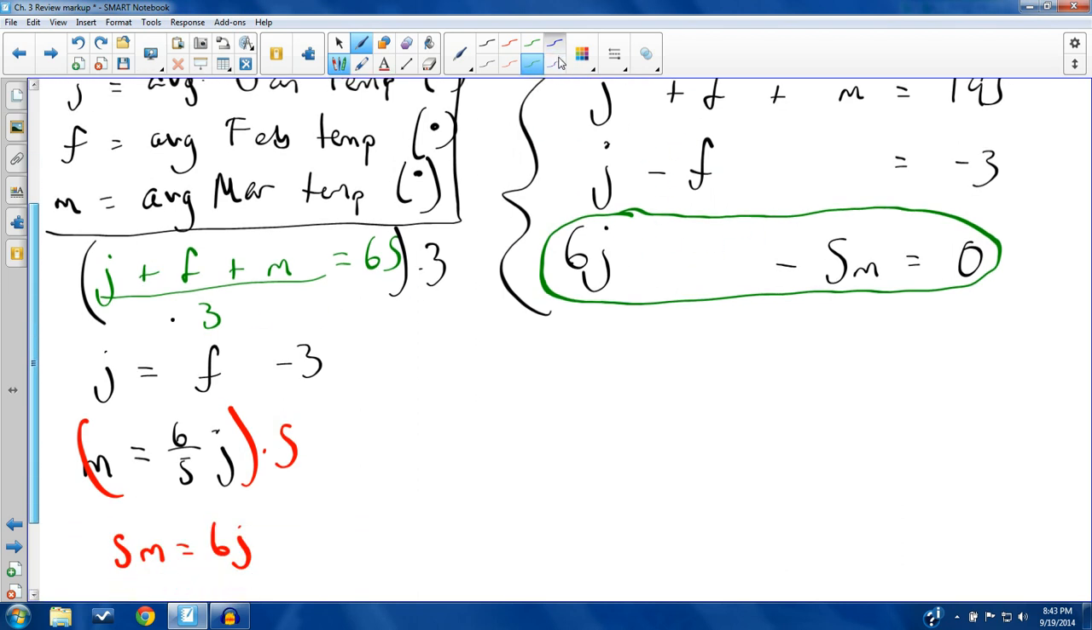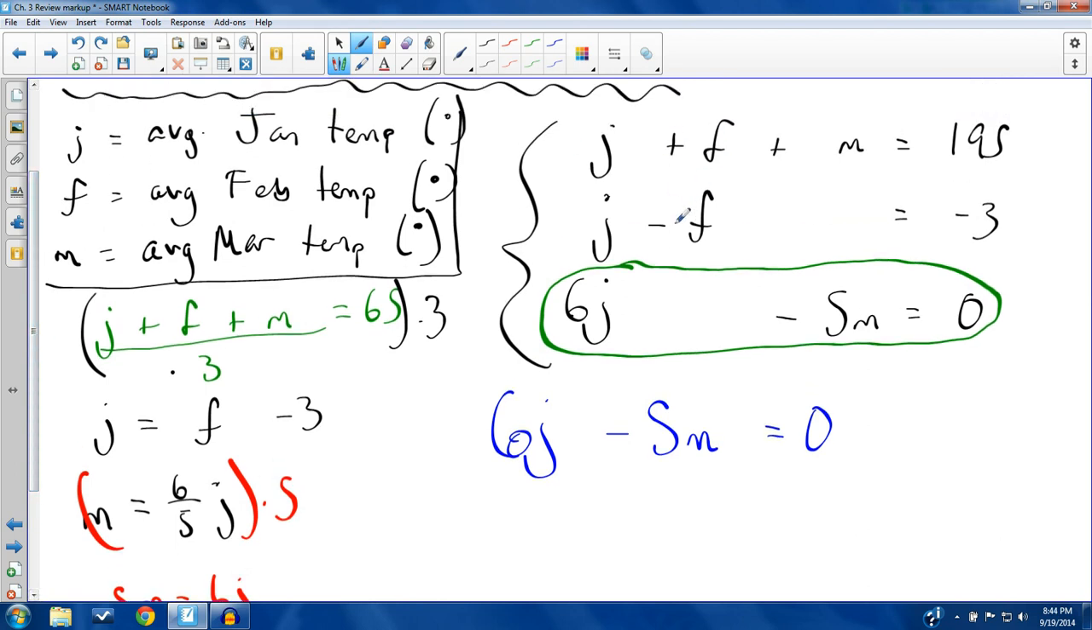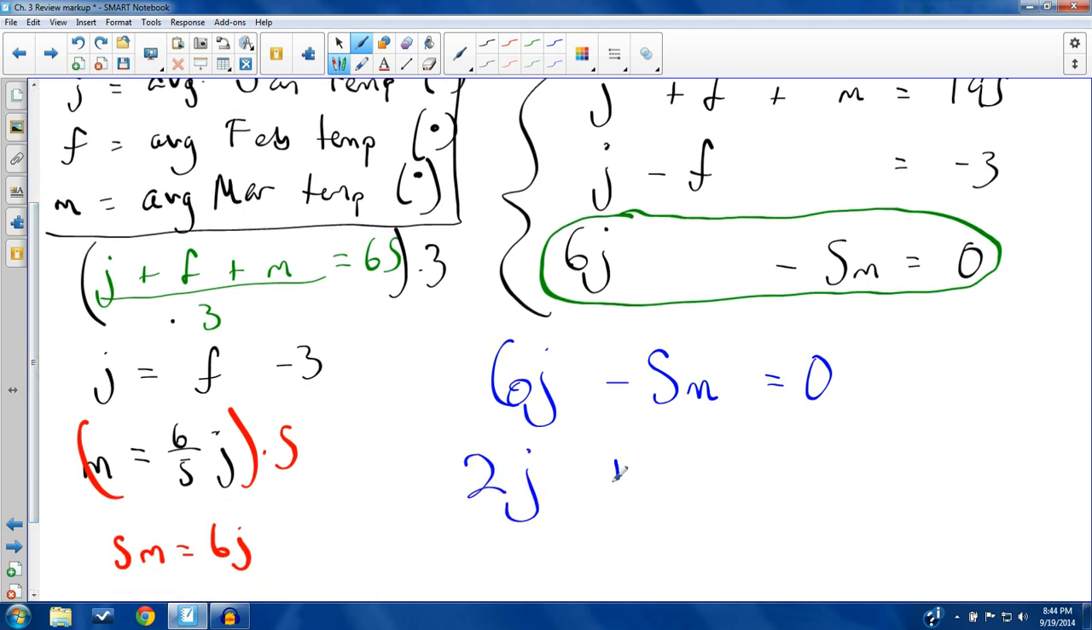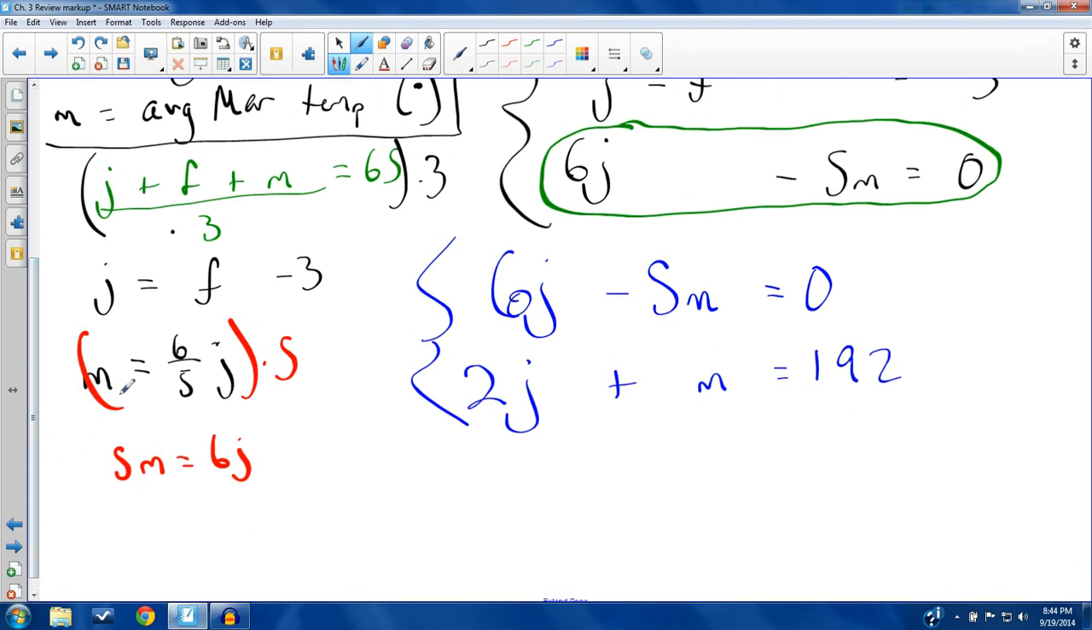So one equation I have is 6j minus 5m equals 0. The other equation, if I write down the line, I'll eliminate f, and I get 2j plus m equals 195 minus 3. That's 192. Okay, now I have a system of two equations and two unknowns. I don't want to go back and do substitution there, and I don't want to do it here because either I end up with a fraction or a big number to distribute. So let's go ahead and eliminate.